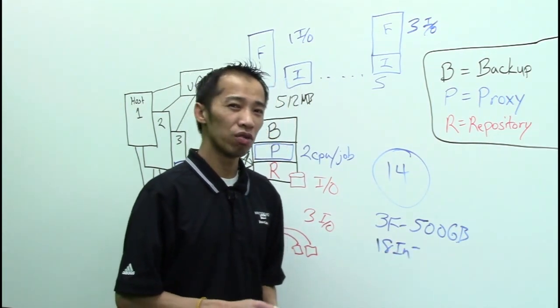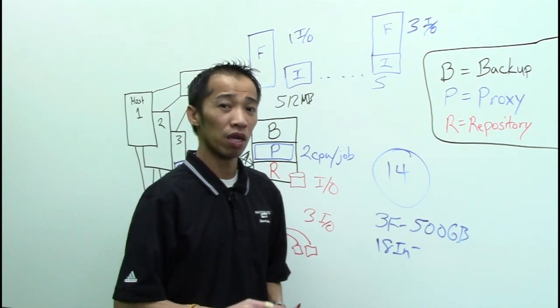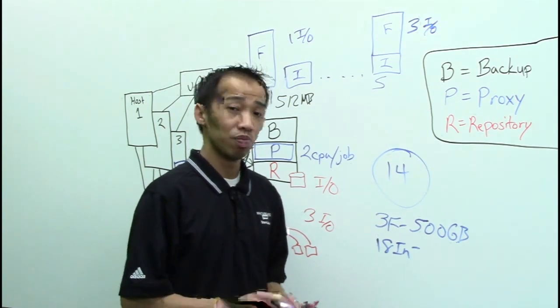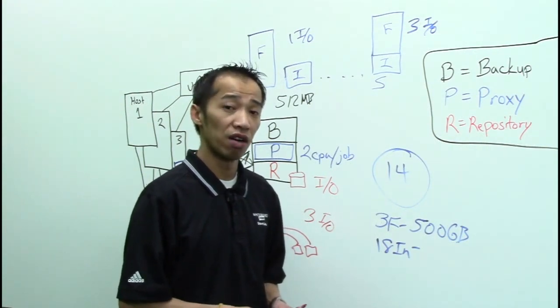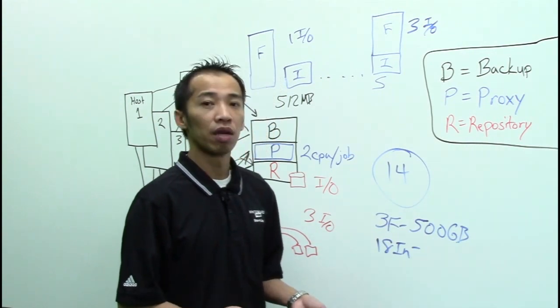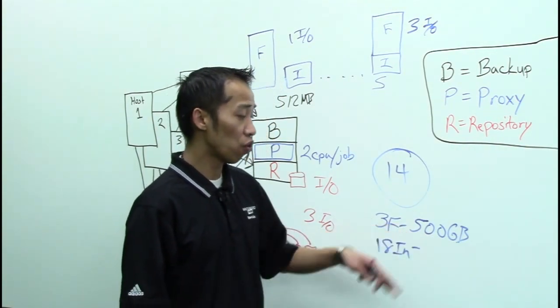So how do I determine the size of the incrementals? We generally use 5 to 10% for change rate. Of course, if you're heavy on SQL or Exchange usage, those particular virtual machines are going to have a higher daily change rate. But we like to use 10% just as a guesstimate.